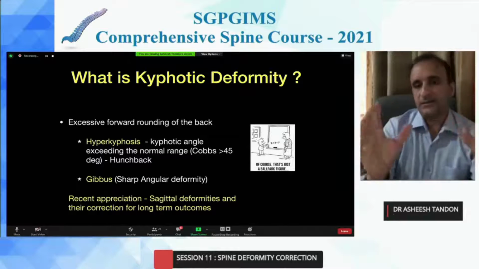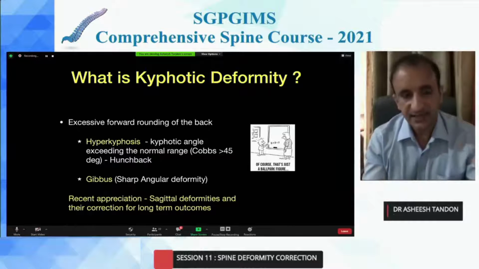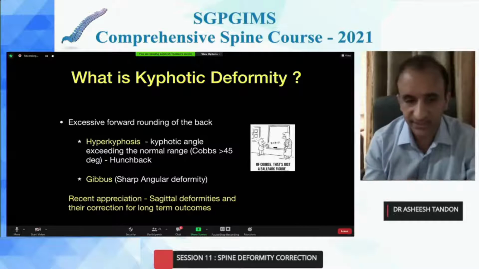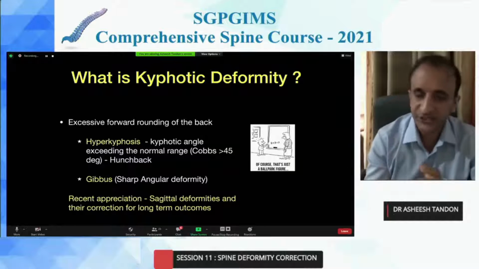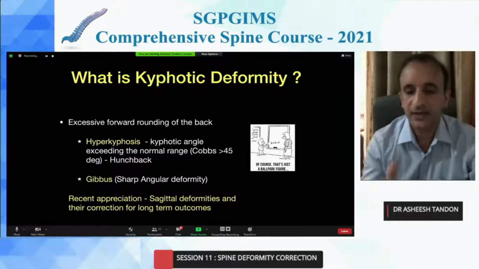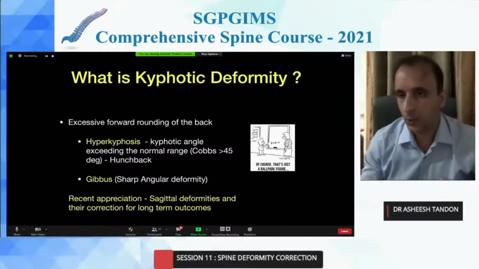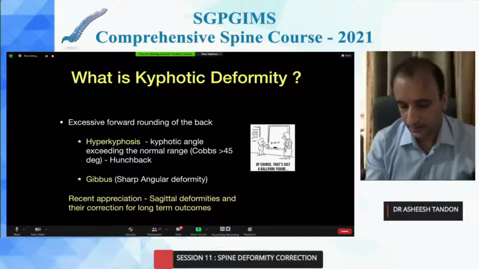But the overall picture is that it's only recently, over the last maybe 2 to 3 decades or even less, that we have started appreciating the importance of correction of these sagittal deformities and their long-term outcome in deformity correction.